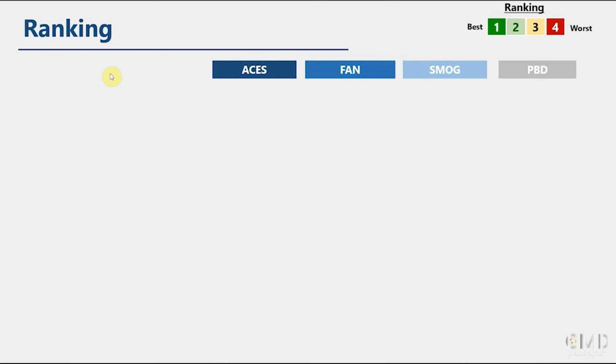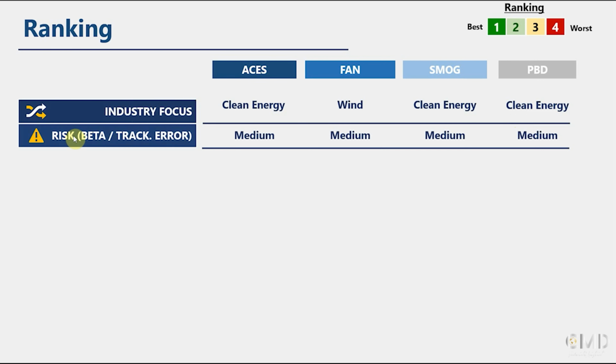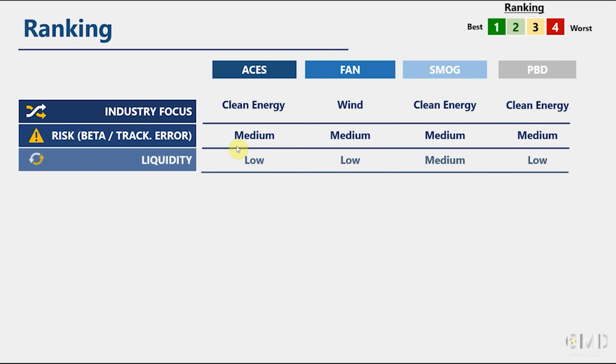So just to recap what we have gone over so far, first we looked at the industry focus. You had clean energy, wind, clean energy, clean energy. So some of them quite diversified and one of them very specific. In terms of the risk, beta, tracking error, we think it's medium overall. Not huge exposure, but it's not low risk either. On the liquidity side, ACES and FAN and PBD are low, and SMOG is medium. Again, it has fewer shares traded per day, and the bid-ask spread is higher than the others.